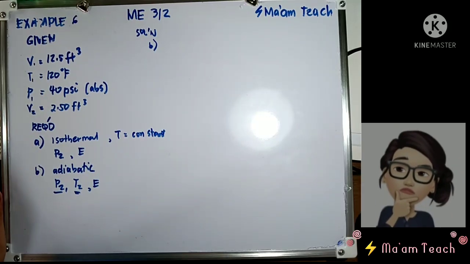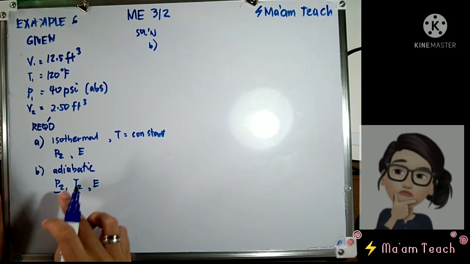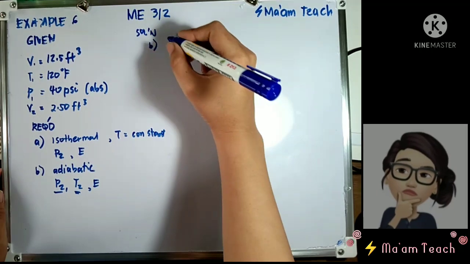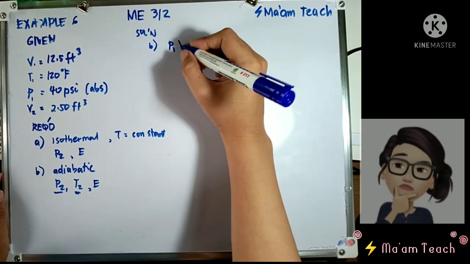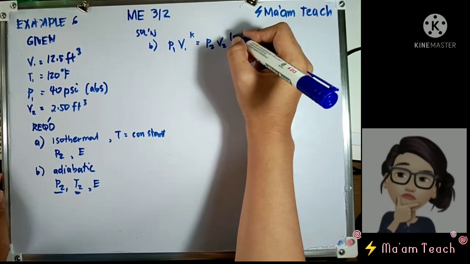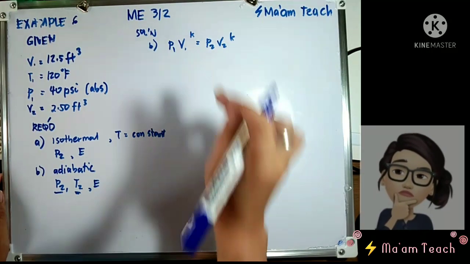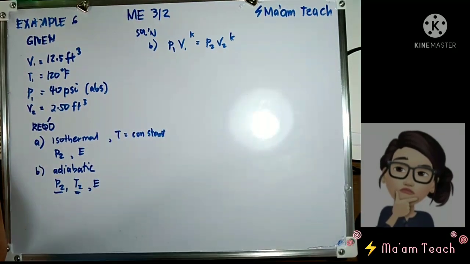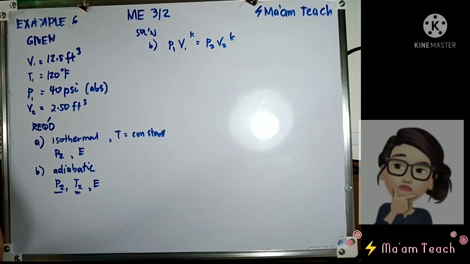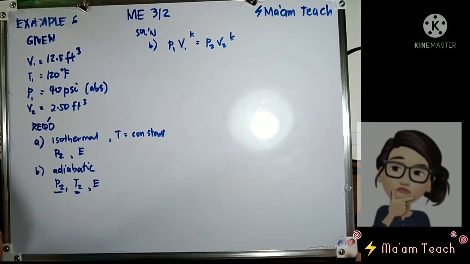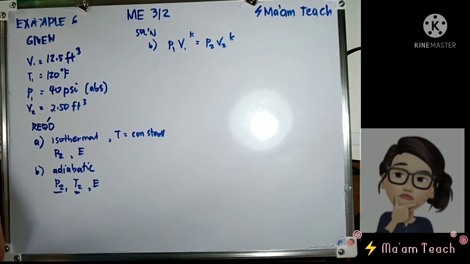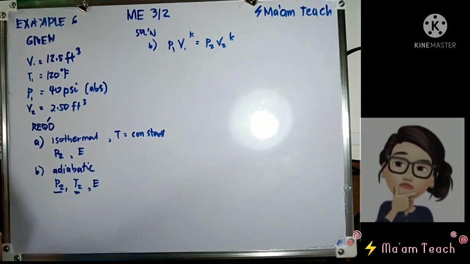So how about letter B? Take note, class, in letter B, our condition should be adiabatic. Looking at your lecture, adiabatic has the formula P sub 1 V sub 1 raised to K equals P sub 2 V sub 2 raised to K. Now, what is this K? Remember that K is the ratio of your specific heat at constant pressure to the specific heat at constant volume.